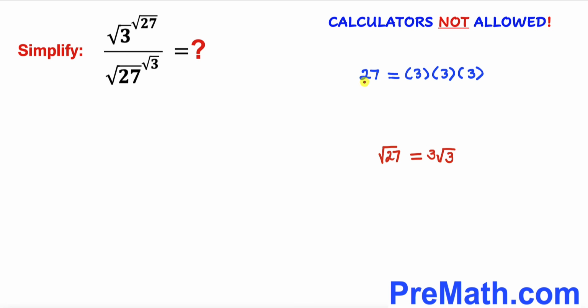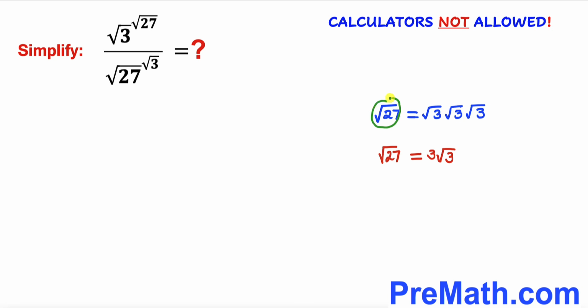And now let's focus once again. 27 equals 3 times 3 times 3. And if I take a square root on both sides of this equation, then we can write the square root of 27 is going to be equal to square root of 3 times square root of 3 times square root of 3. So therefore square root of 27 could be broken down to square root of 3 times square root of 3 times square root of 3 as well.